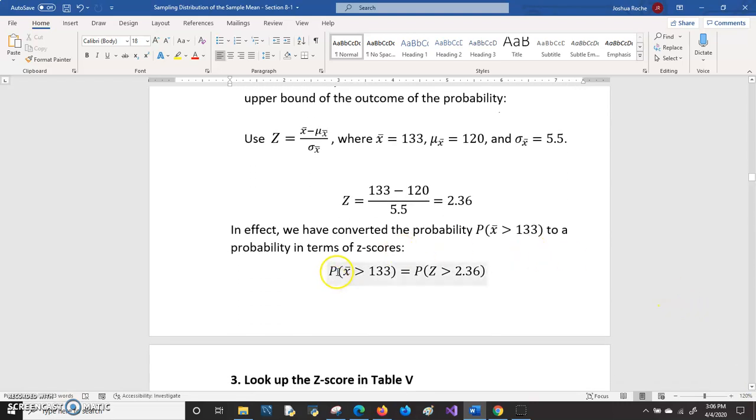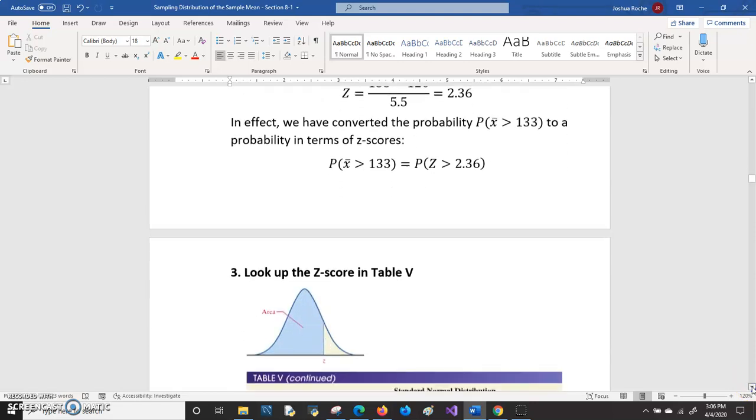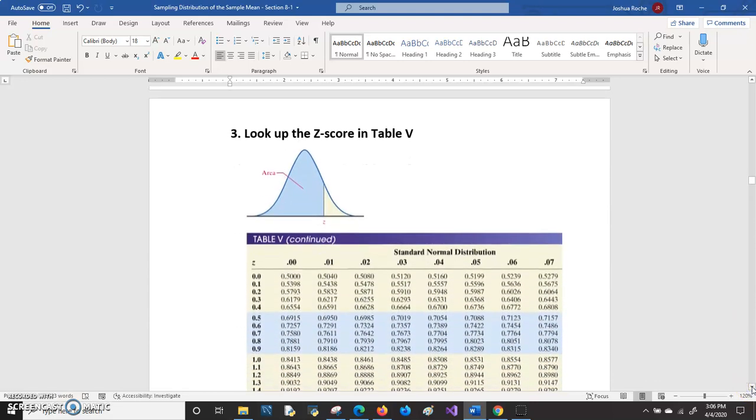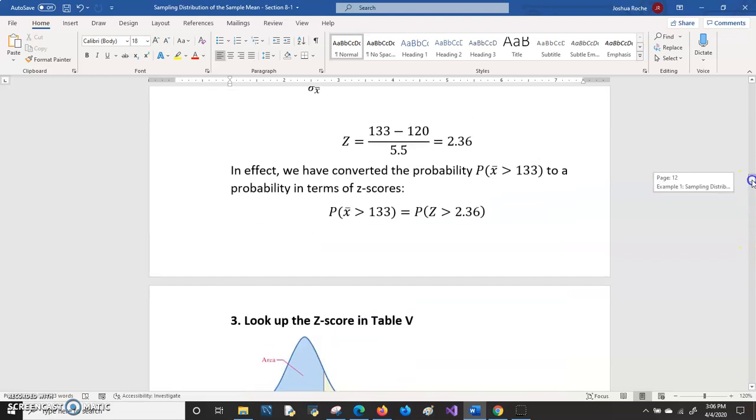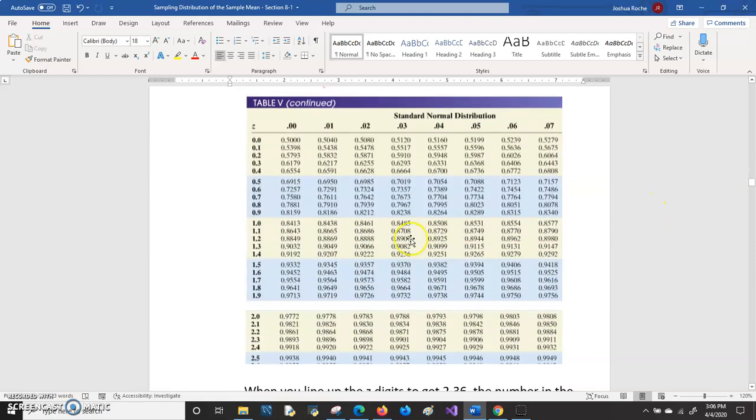And so now we have converted our probability so that it's no longer in terms of the sample mean, but just in terms of z. And that means that now we can go right to table 5, and we're looking for a z of 2.36. So we'll go down here, look for a 2.36. Here's 2.3, and the 6 is up here. So line up where those are at. Looks like they line up right here, 0.9909.